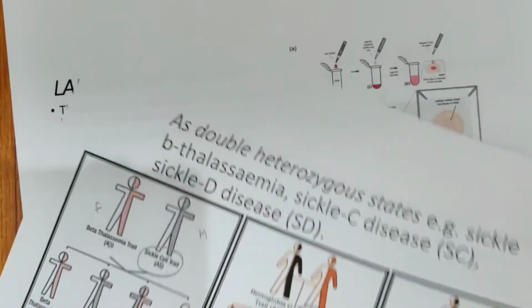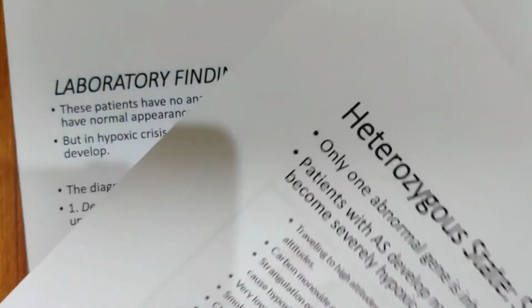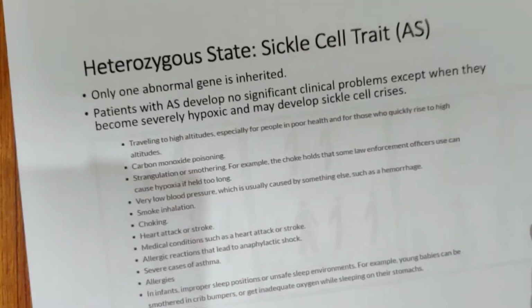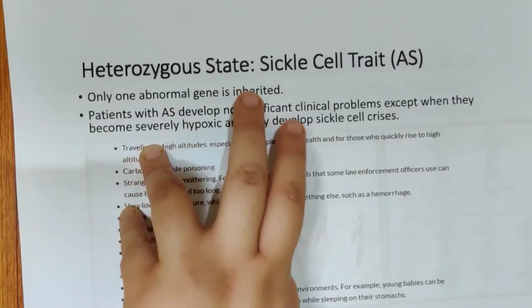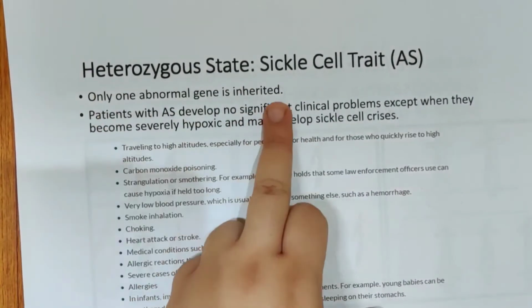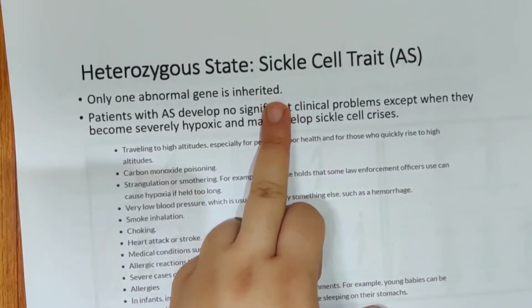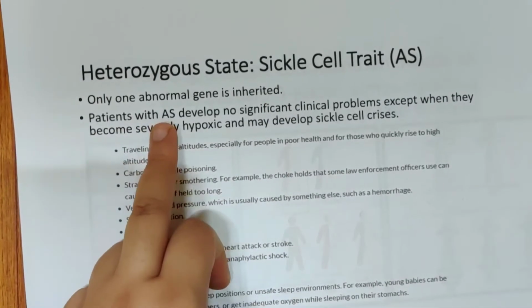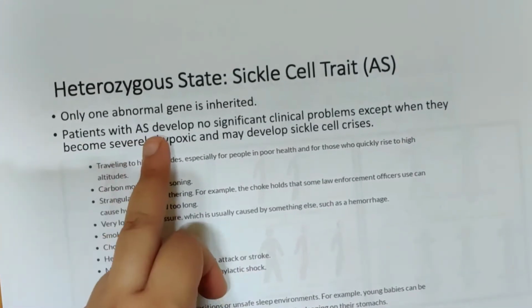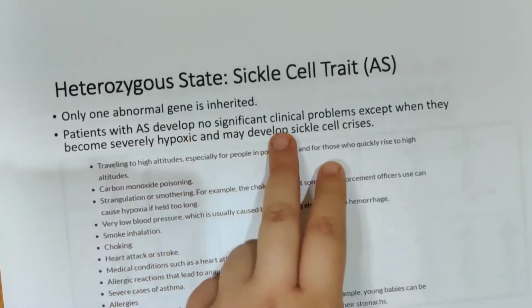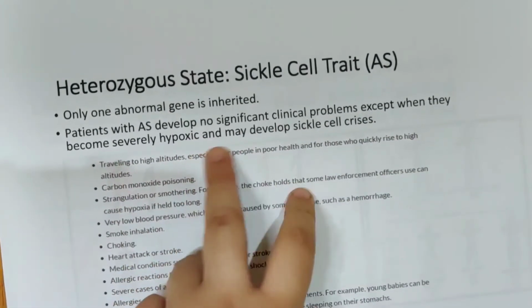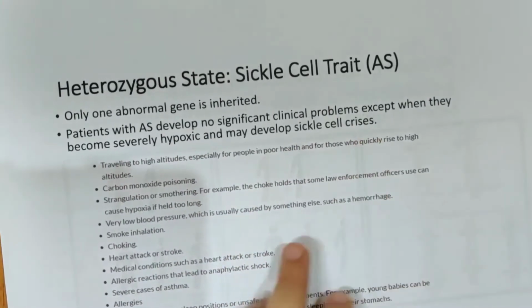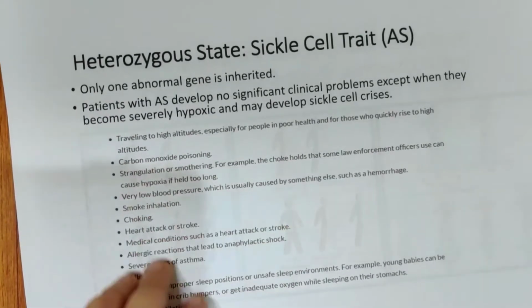Okay, now coming to, first we are discussing heterozygous state. What is heterozygous state? It is also known as sickle cell trait. Here only one abnormal gene is inherited. Okay, one abnormal gene is inherited from a father or a mother. Okay, the patient with sickle cell trait develops no significant clinical problems except when they become severely hypoxic and may develop sickle cell crisis. Okay, so these are causes for hypoxic crisis.